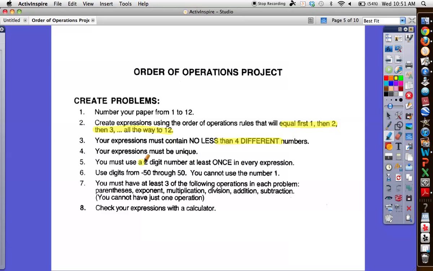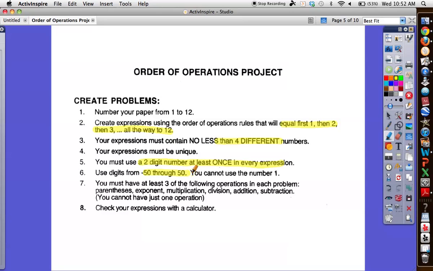You must have a 2-digit number at least once in every expression. So all 12 have to have a 2-digit number. Let's keep it under control though, and I'll talk about why in a second. We're going to go from -50 through 50. If you want to use 75, too bad. Why don't you try something different like doing 3 times 25? You can still get to 75, but you just have to start with a number less than 50. It's an important point to make.